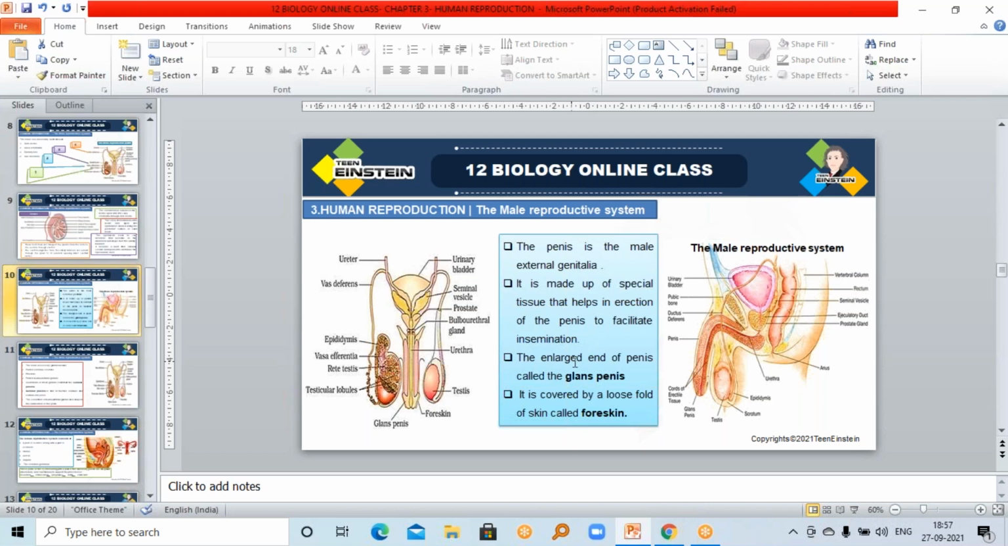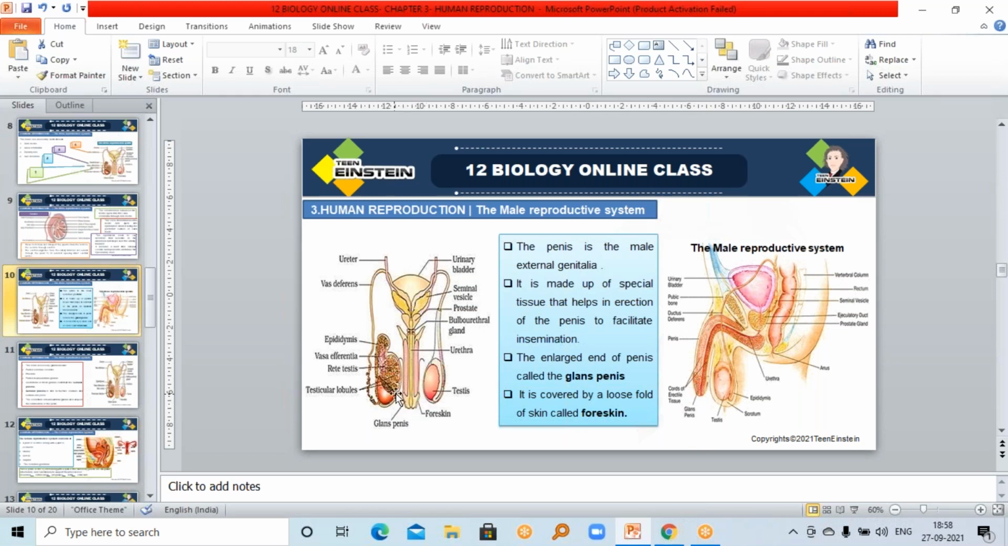And the enlarged end of the penis is called the glans penis. What is semen? Semen or seminal fluid is secreted by gonads, and the semen consists of sperms, that is seminal fluid, the fluid with sperms. Okay, so here you can see the enlarged end of the penis is called the glans penis.